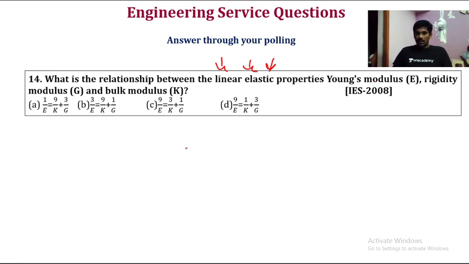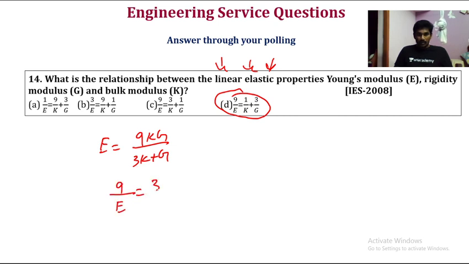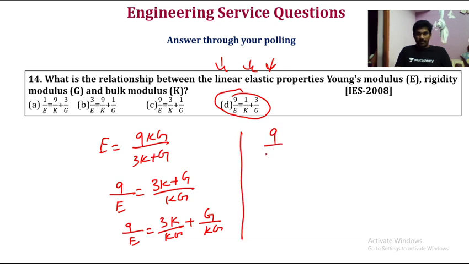The answer for this question is D. How to find it? E is equal to 9KG by (3K plus G). I will write it down once again. 9 by E is equal to (3K plus G) by KG. 9 by E is equal to 3K by KG plus G by KG. So 9 by E is equal to 3 by G plus 1 by K. Have you got it? You can solve these problems within 30 seconds, as I told you.